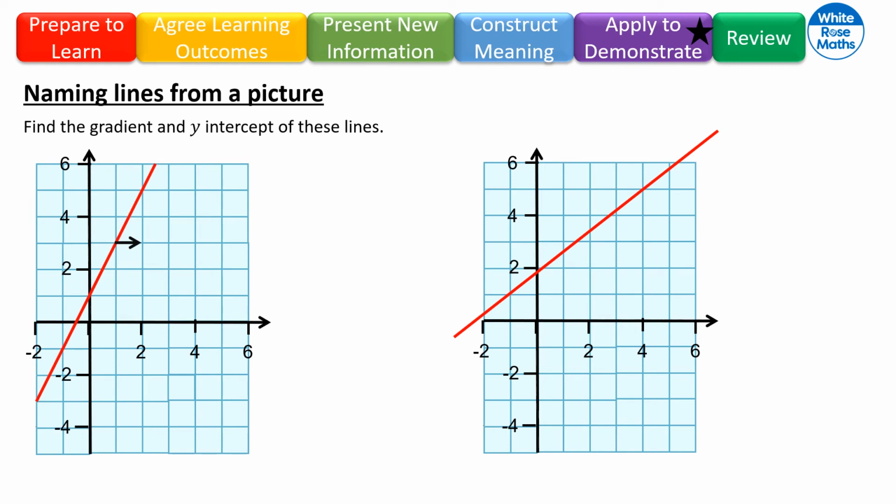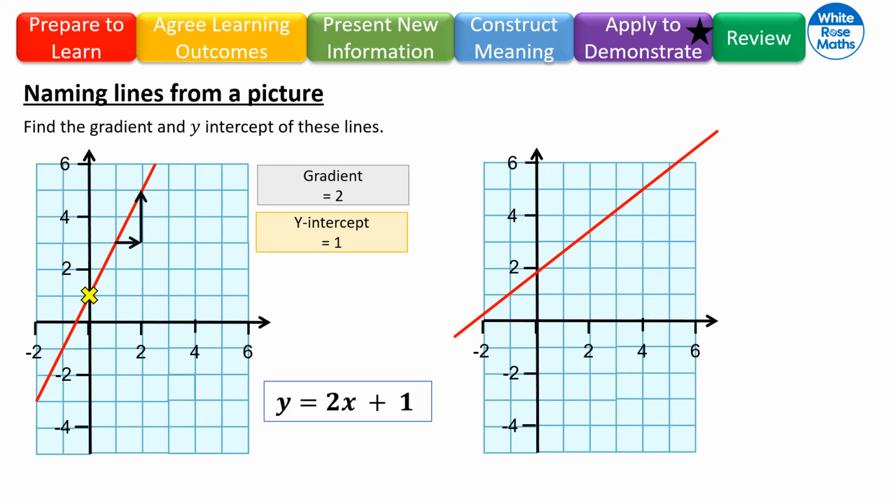So we're going to go 1 square across, 2 squares up, which means this has a gradient of 2. And now I'm going to find my y-intercept, so I can see clearly that this crosses at 1. So my y-intercept is 1. So now if I put it into the format y equals mx plus c, I've got y equals 2x plus 1. So 2 was my gradient and 1 was my y-intercept. And that there is the name of that line.